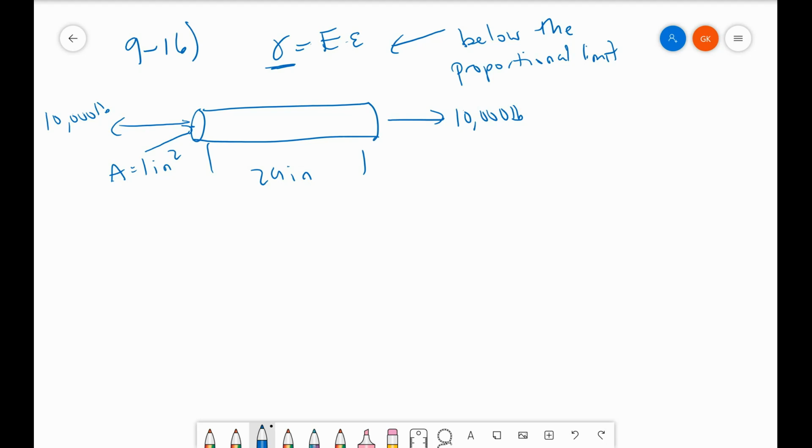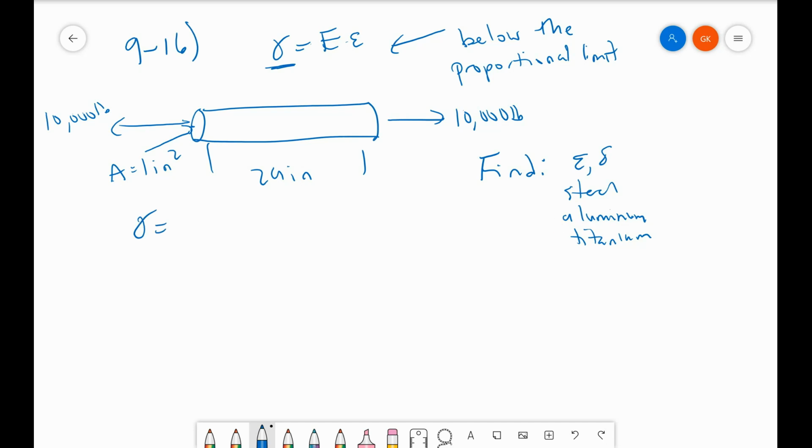So the stress, actually, sorry, I wrote down my problem statement. I am given what I just showed you, and I need to find the stress, strain, and delta (elongation) for steel, aluminum, and titanium. So the first step is going to be to calculate the stress.